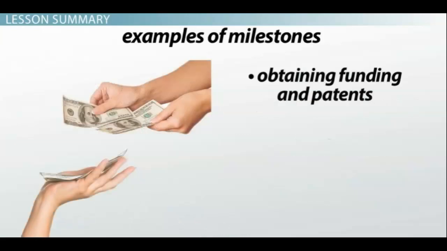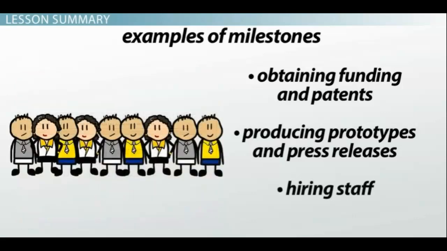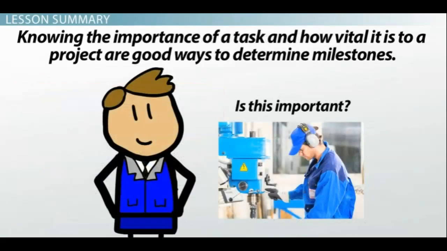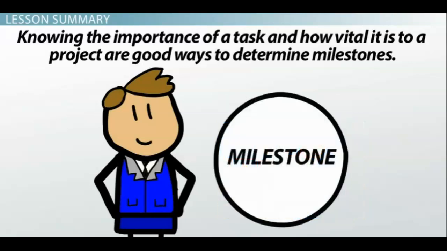They can also include obtaining funding and patents, producing prototypes and press releases, hiring staff, and signing contracts. Knowing the importance of a task and how vital it is to a project are good ways to determine milestones.